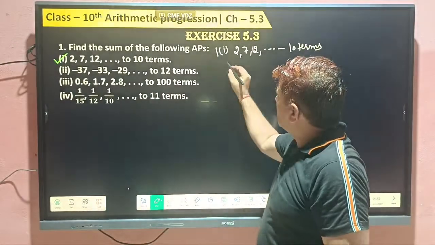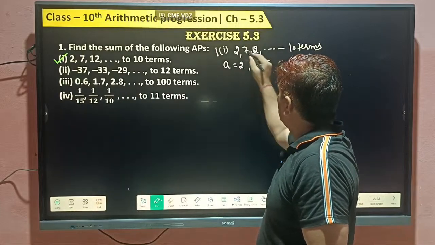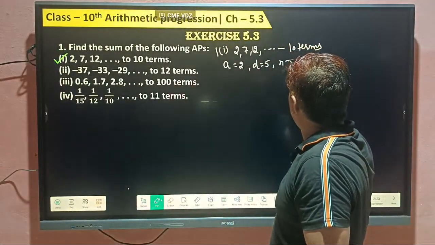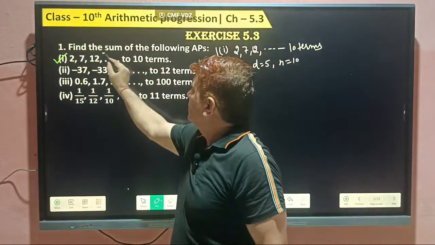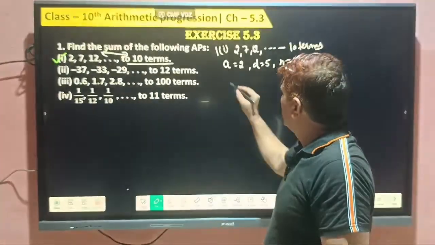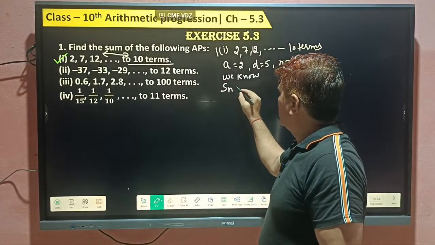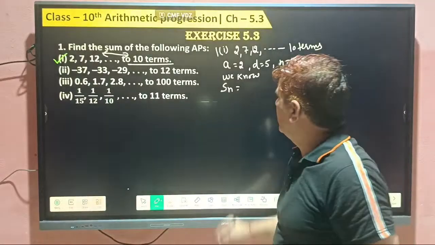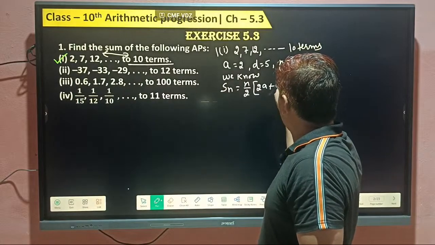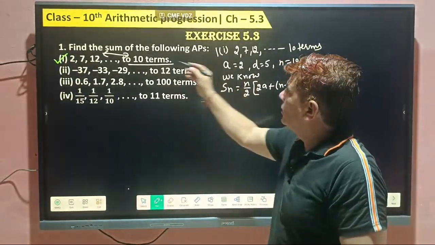First we write a equals 2, d equals 5, since 7 minus 2 is 5 and 12 minus 7 is 5. And n is 10. What is given? The sum of the first 10 terms. We know Sn, the sum of the first n terms of the given AP, is n by 2 into 2a plus n minus 1 into d. Here n equals 10.